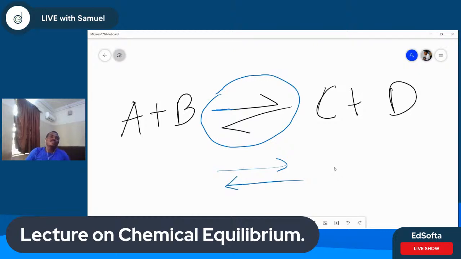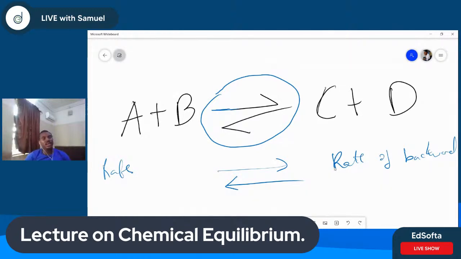Now, the reason why there's going to be an equilibrium is when the rate of the backward reaction is equal to the rate of the forward reaction. So it's not as if the forward reaction is not happening. The forward reaction is happening and is forming C plus D. But at the same rate at which C plus D is being formed, A plus B also is being formed. So that's where we now say that it is a chemical equilibrium. Because the rate at which both of them are being formed are equal.